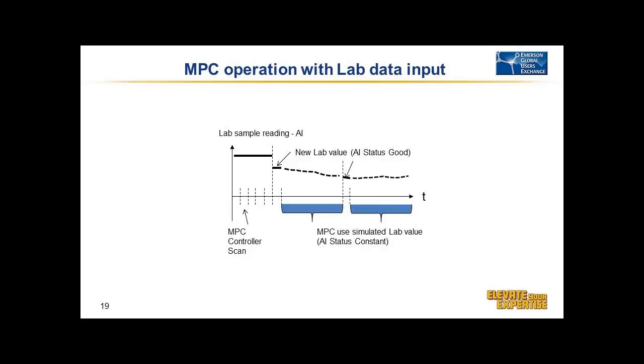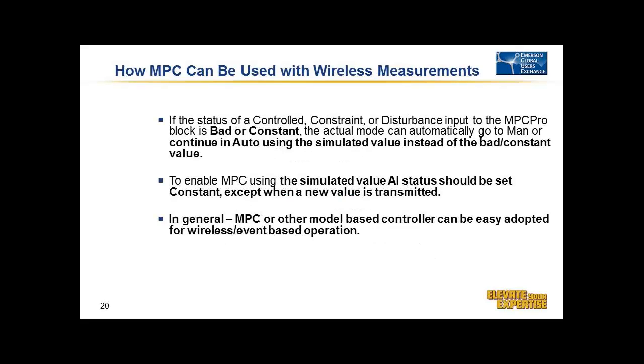And what is interesting here is that when there is no lab measurement available, the analog input status is constant during that period. And that's what we accept for our wireless control. So we say, let's use a similar principle. When wireless measurement is not available, status is constant. When a new measurement is coming, status is good. So in general, MPC may be very easily adapted to wireless control.